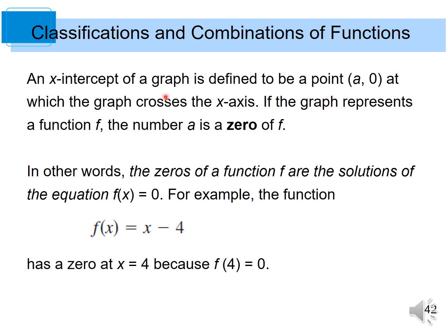An x-intercept of a graph is defined to be a point (a, 0), because the x-intercept lies on the x-axis, so the y-coordinate is equal to 0 at which the graph crosses the x-axis. If the graph represents a function f, the number a is a zero of f. In other words, the zeros of the function f are the solutions of the equation f(x) equal to 0. For example, the function f(x) equal to x minus 4 has a zero at x equal to 4.